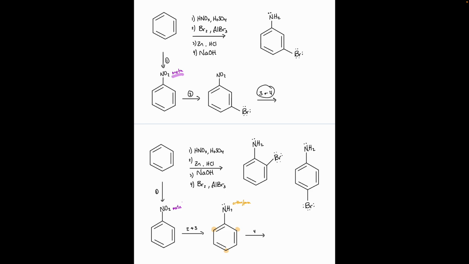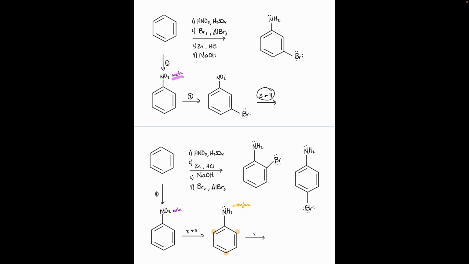Okay. At the end of the day, we still get bromoaniline in both of these pathways, but the difference is the orientation of those two groups around our ring. If I save that zinc HCl NaOH step for the end, I will get my meta product. But if I do it right after putting the nitro group on there, now that's my director, and I'll get the ortho and the para product.